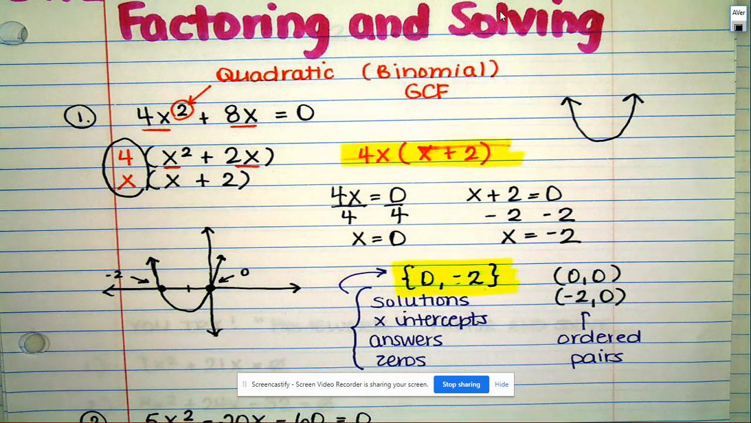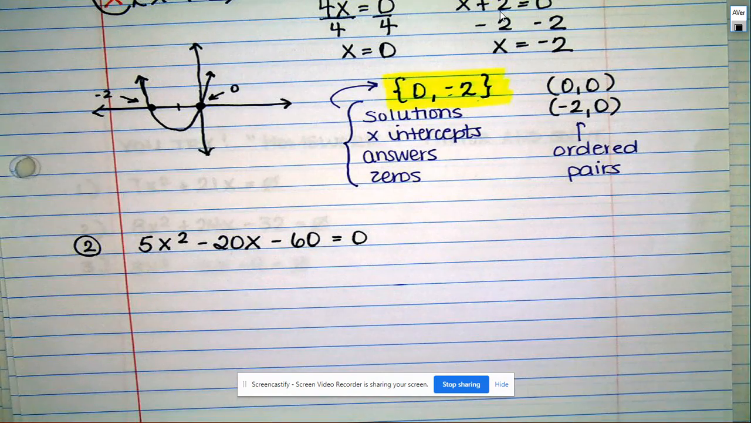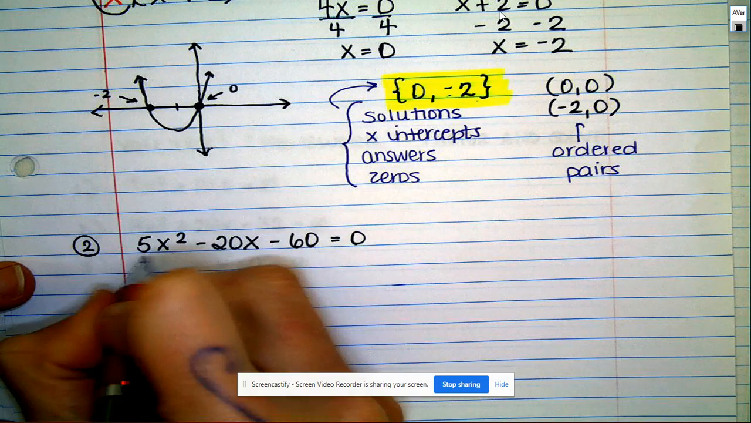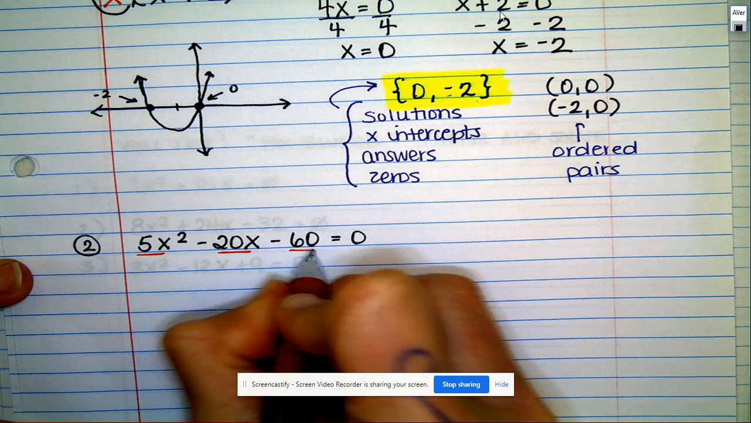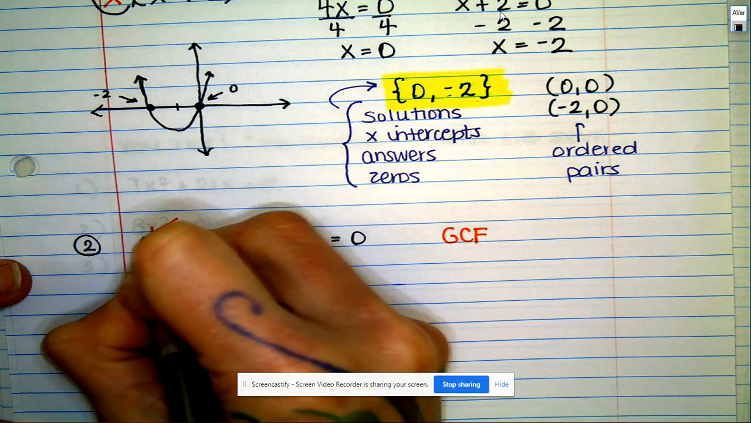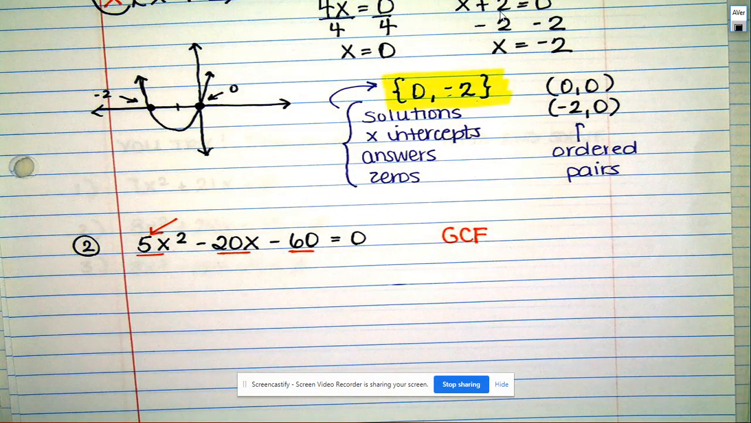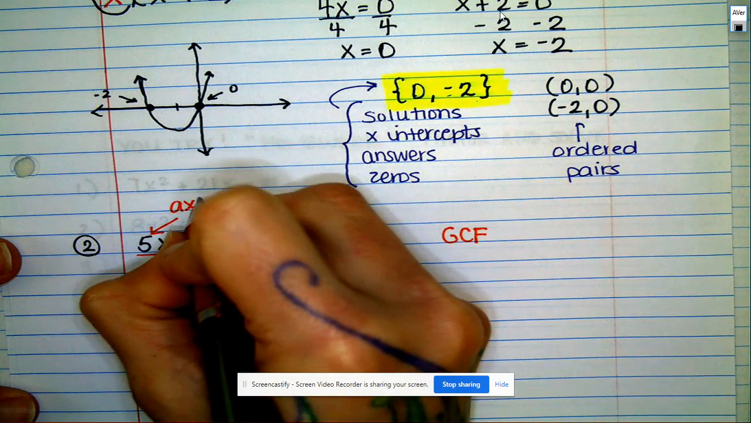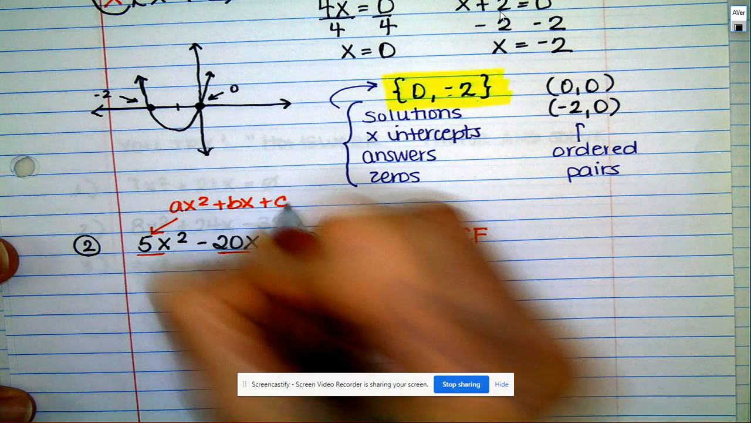All right, so that's example number 1. All right, example number 2. We're looking at a trinomial this time. Still a quadratic because it's written to the second power, but it's a trinomial. 1, 2, 3. You always want to check for GCF first, especially when A is not 1. So in this case, A is not 1. And when I speak of A, I'm talking about ax squared plus bx plus c, which is the standard form of all quadratics.